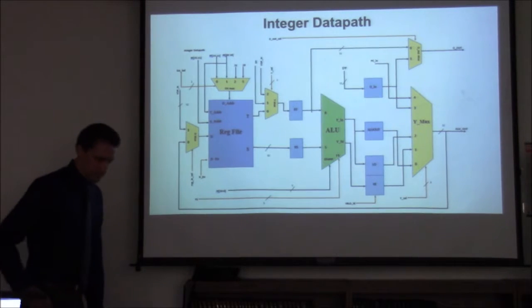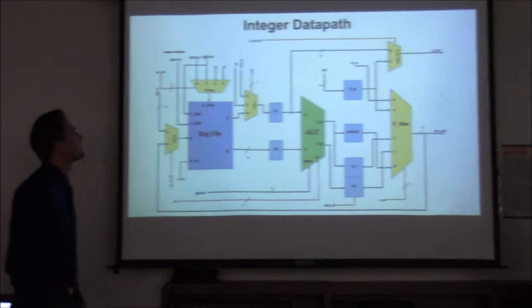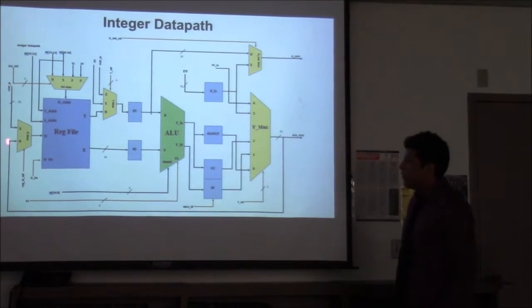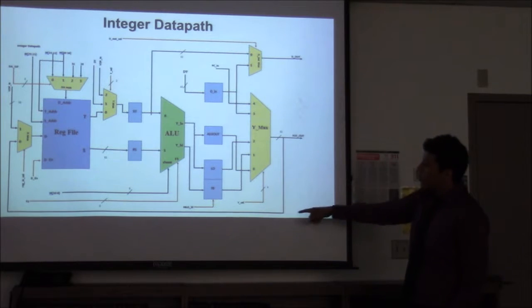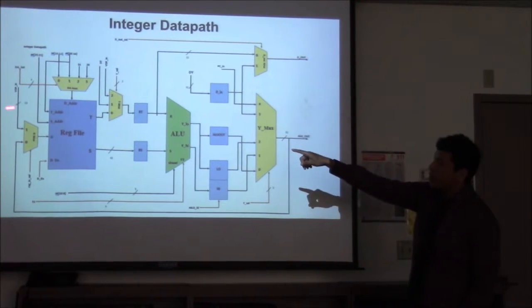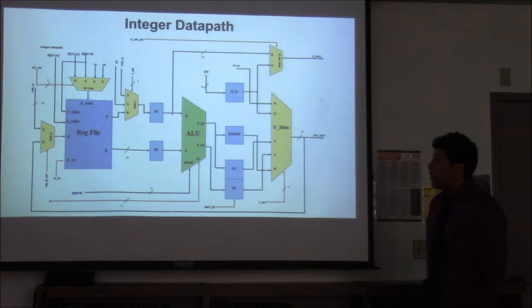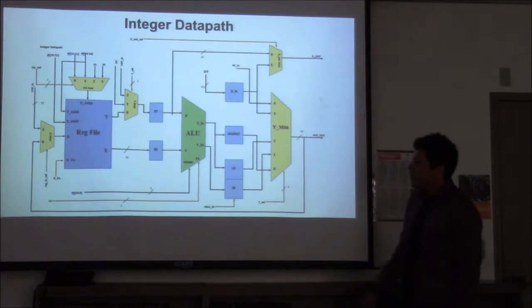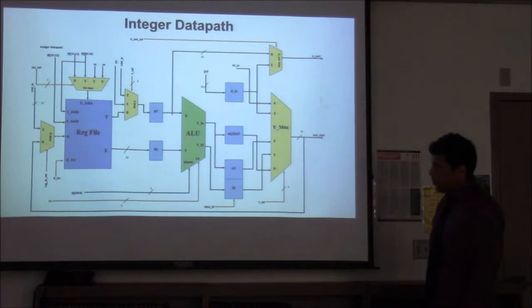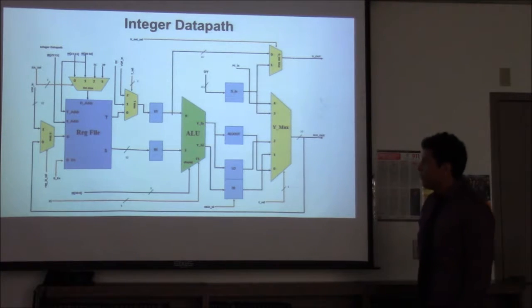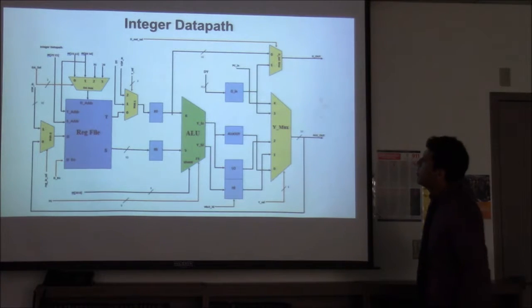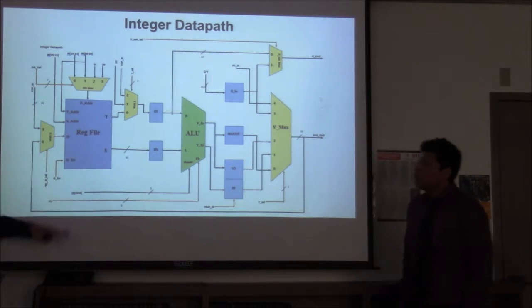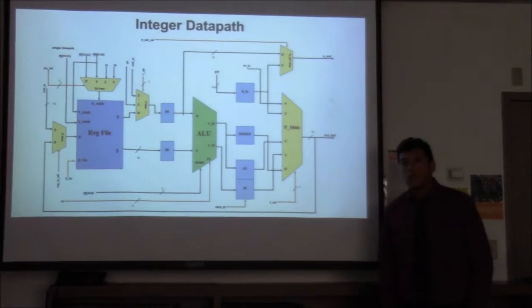So this is our integer data path. We added a couple things to it. We added that demux over there. That's so we could select whether we want to store ALU out or the VDP in, which comes from the vector data path, into the register file. We also expanded the mux to bring in VDP in from the vector data path. And we also added the D out mux. We'll go over more why these were added when we go into our enhanced instructions.